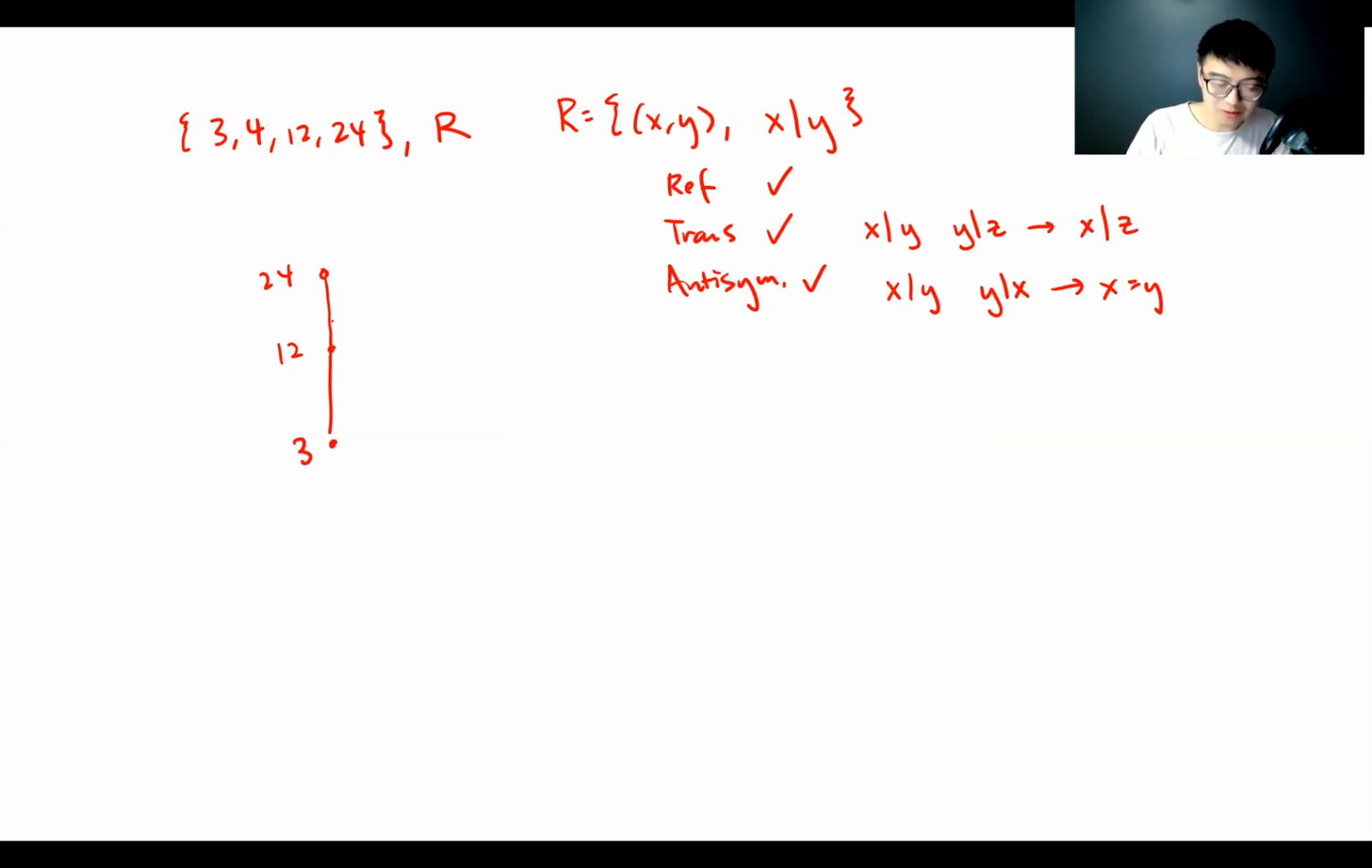But the question is, where is 4? Where does 4 go? Does it belong under 3? No, it doesn't belong under 3. It seems like it belongs in the same category as 3. And this is how we're going to draw 4. We're going to draw 4 in this way.